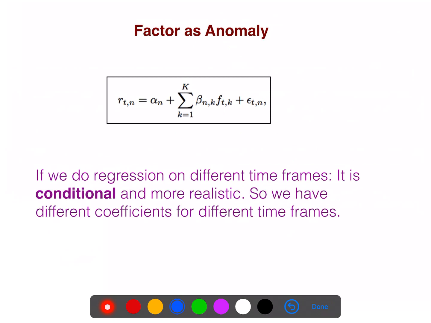Factor as anomaly: if we do regression in different time frames, it is conditional and more realistic. So we have different coefficients for different time frames. Yes, because in practice, it's a statistical thing. So you should do statistics. You should do inference over that. So all of the non-parametric and parametric statistics will apply.